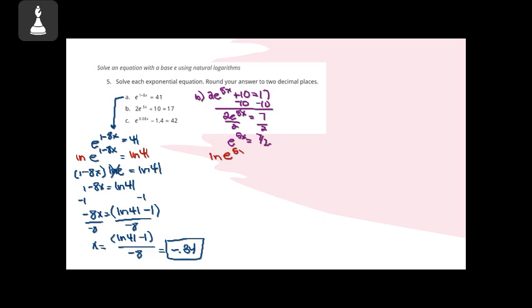So we're going to bring this power piece down front. So 5x times the natural log of e equals the natural log of 7 halves. Okay, well that's nice. Natural log of e is gone. It's just 1. So I have 5x equals the natural log of 7 halves. So to get x by itself, I'm just going to divide by 5. So x equals the natural log of 7 halves, all divided by 5. And this should give you the decimal 0.25.